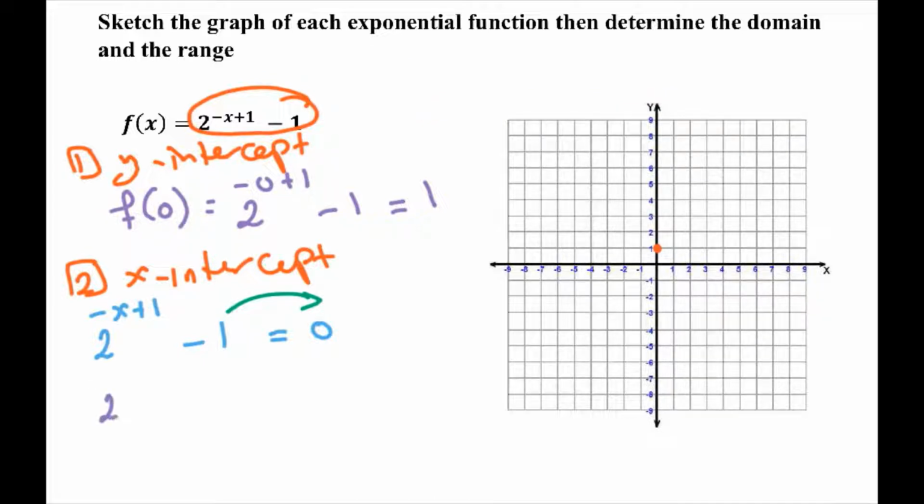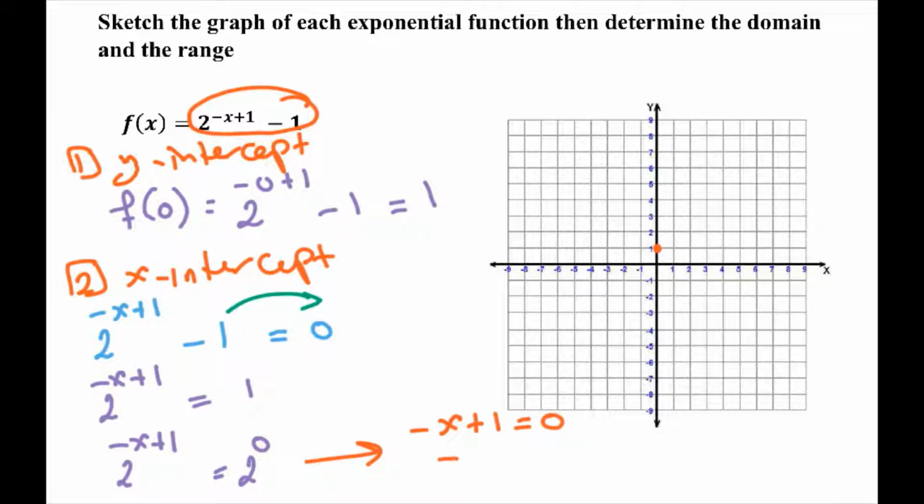So 2 to the power of negative x plus 1 equals 1, which is 2 to the power of negative x plus 1 equals 2 to the power of 0. Since you have the same base, negative x plus 1 equals 0. Negative x equals negative 1 and x equals 1. So my x-intercept is also 1.